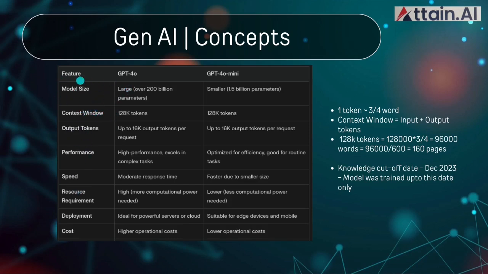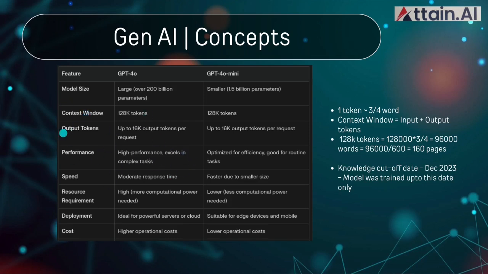The model size describes how large and how complex the model is, and how many parameters it has. These large models nowadays go into hundreds of billions of parameters, and the smaller ones are a bit less than 10 billion parameters. The context window is how much input and output, that is, the capacity that you can pass to these models. That is called the context window.